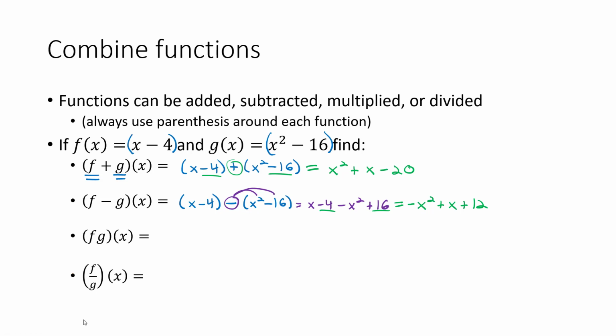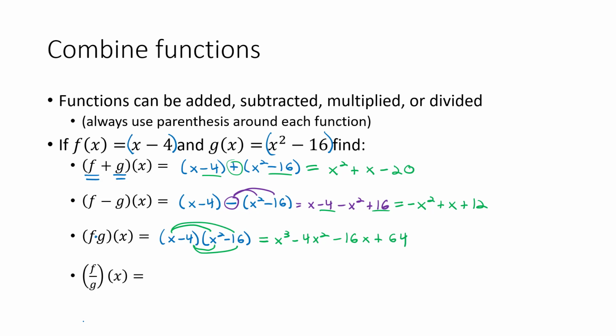F times g of x, very similar idea. Notice there's nothing in between them. You might see the solid dot. That's going to be different than an open dot, which we'll talk about in a minute. But f times g of x simply means we take the f of x, which is x minus 4, and multiply by the g of x, which is x squared minus 16. Not much we can do to simplify, but if we felt inspired to FOIL this out, x times x squared is x cubed. Let's do the inside next, which is -4x squared, then -16x, positive 4 times 16 is 64. So we can multiply it out if we wanted to, but either way would be just fine.